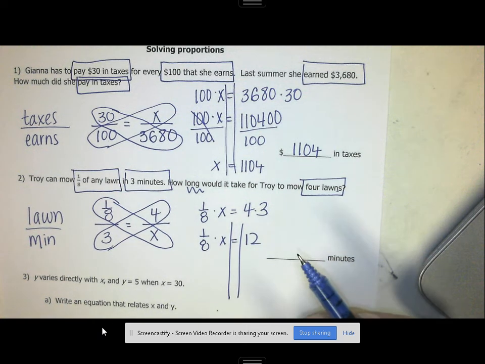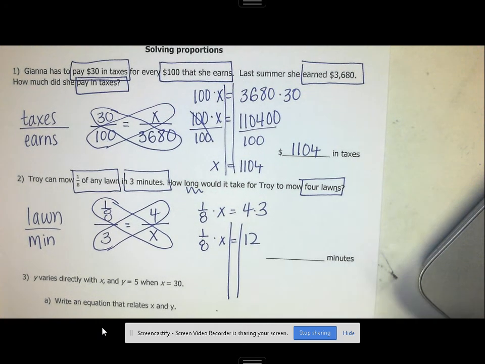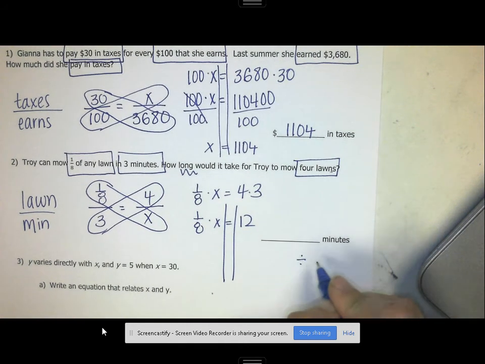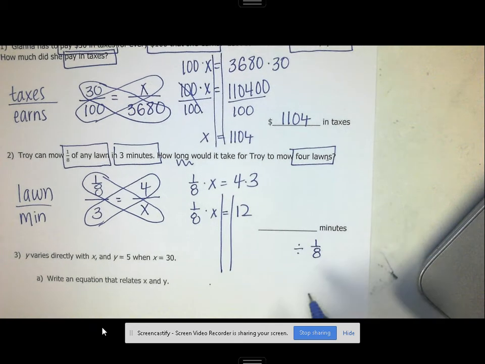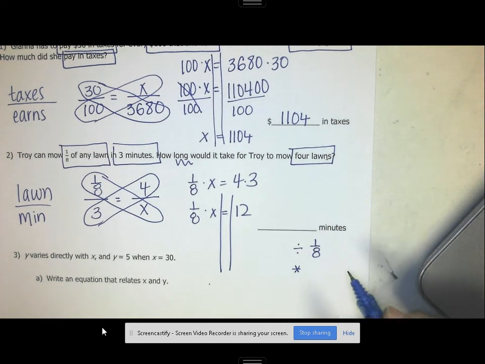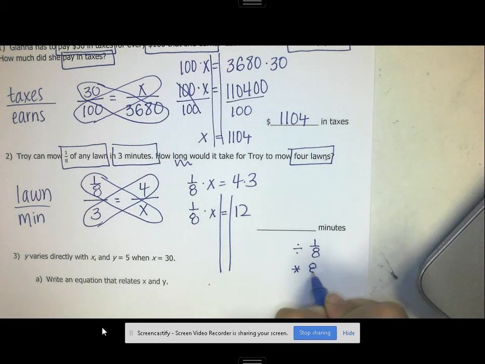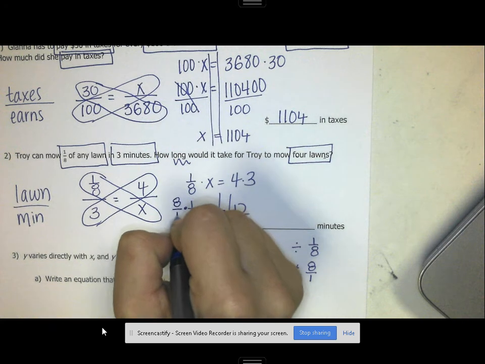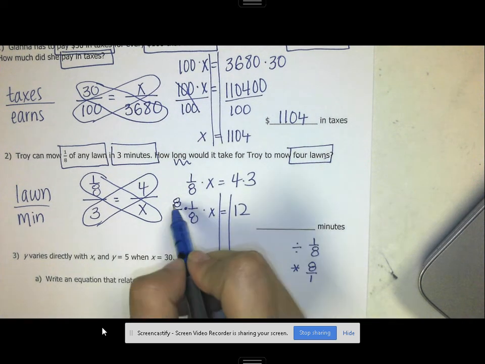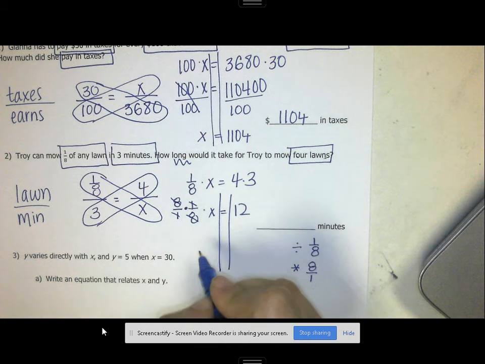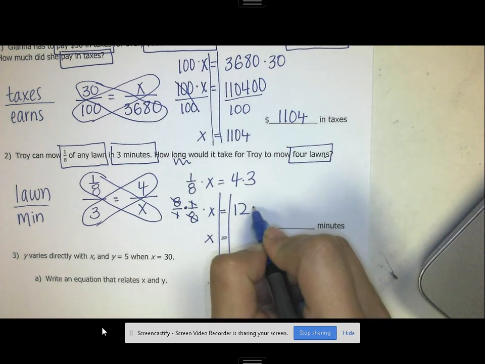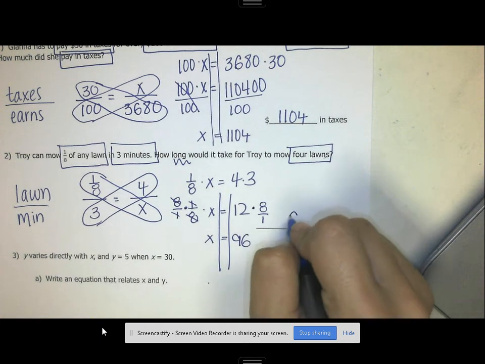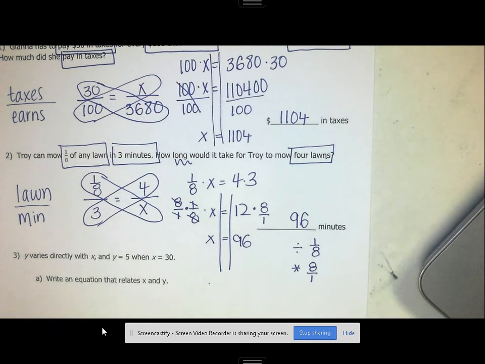But here's a trick. When you're dividing by 1/8, you're really multiplying by the reciprocal. What's the reciprocal of 1/8? 8/1. So really, look what happens when I multiply by 8/1. I'm left with just 1x. Now I multiply this side by 8/1, and I get 96. So it takes Troy 96 minutes.